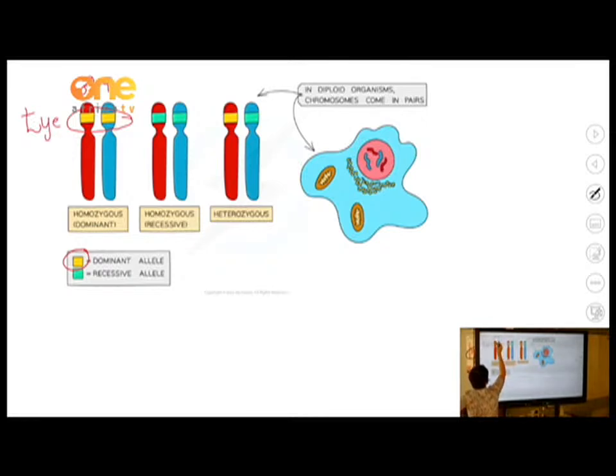Both parents had the dominant allele in their gametes, or the recessive allele. Or you can inherit the dominant allele from one parent and the recessive allele from the other parent, that is a heterozygous genotype or phenotype.